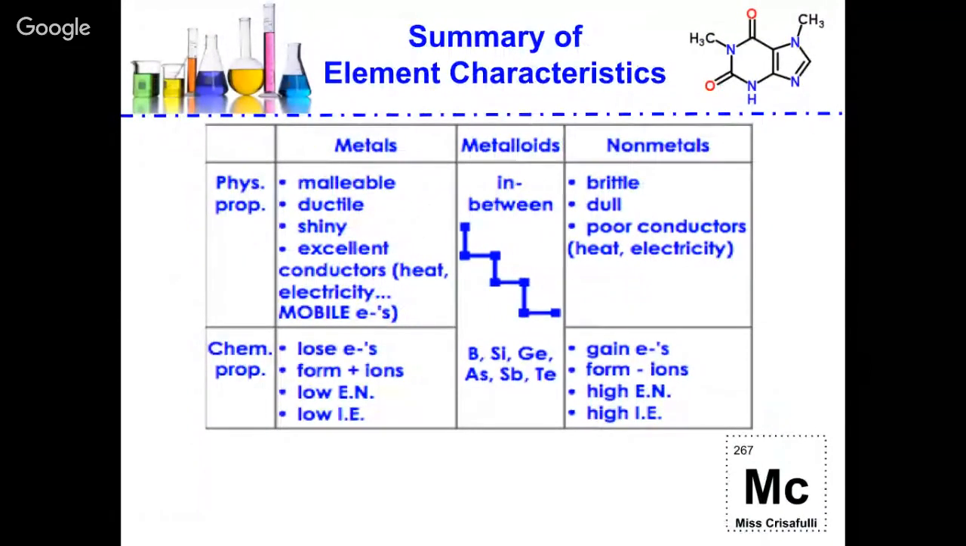So if we were to summarize the element characteristics, we would look at metals and say that they're malleable, ductile, shiny, and excellent conductors of heat and electricity. Metalloids can be in between. And nonmetals are brittle, dull, and poor conductors of electricity. Now, in section 3 of this chapter, we're going to talk about the chemical properties of metals and nonmetals when we talk about low electronegativity and ionization energy versus high electronegativity and high ionization energy.